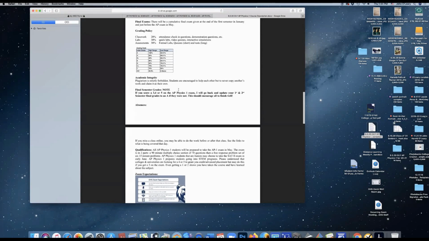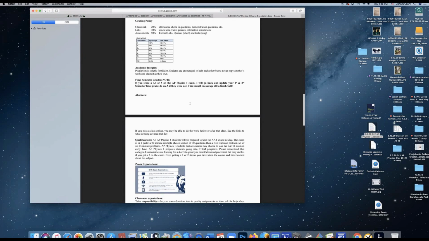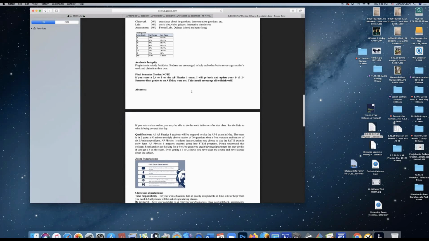Now, this next part is unique to our class. I want you to really look at it. It says if you score a 3, 4, or 5 on the AP exam, I will go back and update your first and second semester final grades and give you an A if they weren't. Now, this past year, most of the kids that got 3s, 4s, and 5s had A's. So I didn't have to change but 7 kids' grades that didn't have exactly an A first semester. So it's kind of an indication. If you're getting an A or B in this course, you should get a 3 or 4 or 5. Okay?